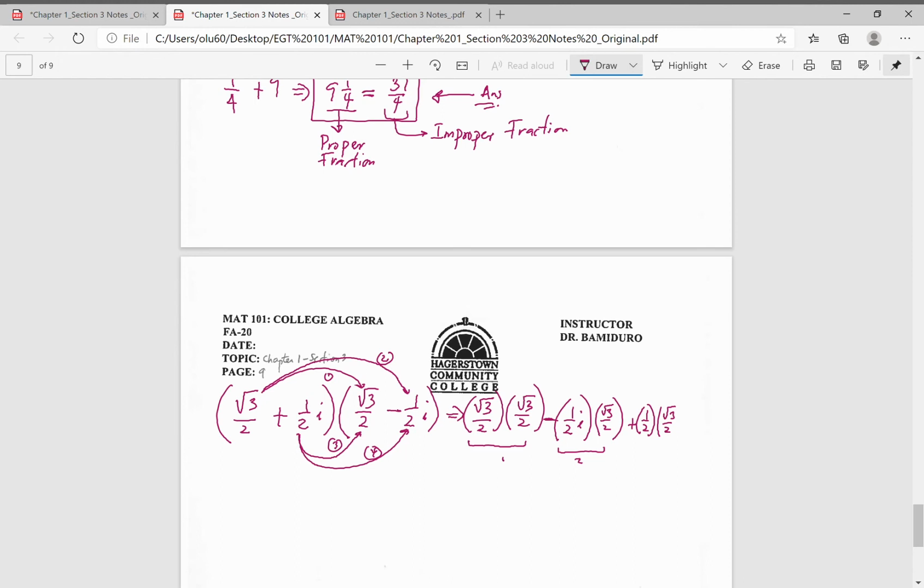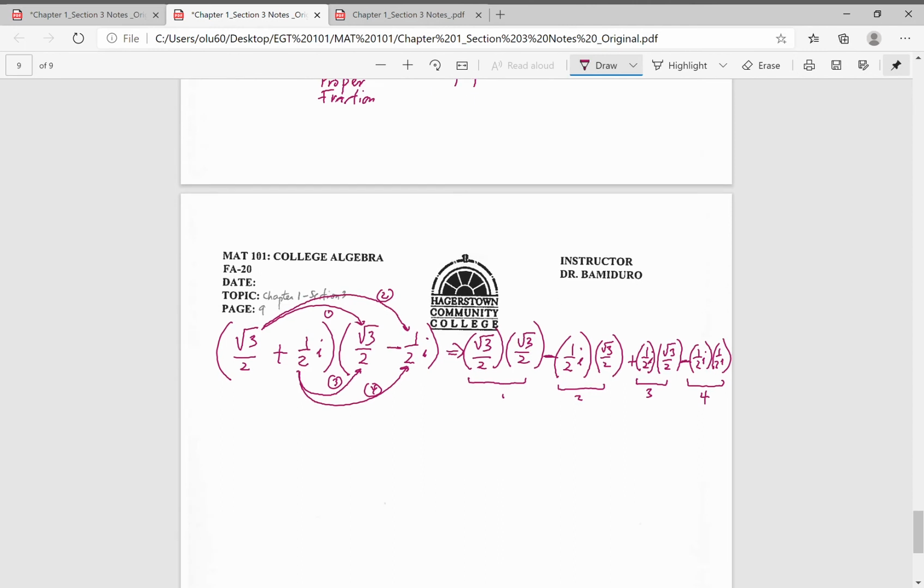This is I here. This is 3. And then minus 1 over 2i times 1 over 2i. This is minus, and this is our fourth one. Okay?